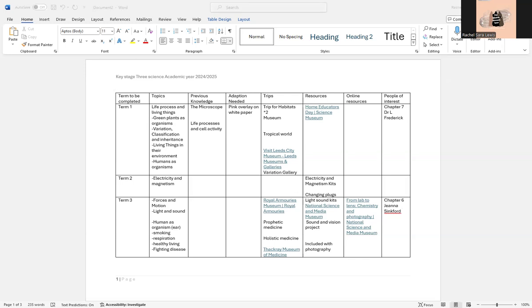A great place to look for something like that, if you're looking for Muslim influences, is, I believe it's called, 1001 Muslim Inventions.